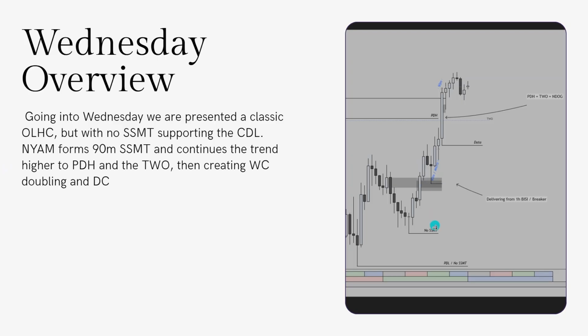Now, going into Wednesday, what do we see? Well, going into Wednesday, we were presented a classic open low high close. That distribution lower wasn't really technically manipulation, just lower accumulation. But it was an open low high close pretty much. But we had no sequential SMT, so I'll show you on the chart. No sequential SMTs supporting current day low. New York AM forms 90-minute and continues the trend higher to past day high and week open, then creating weekly cycle doubling and daily cycle at the end of the day, with the next day as well.